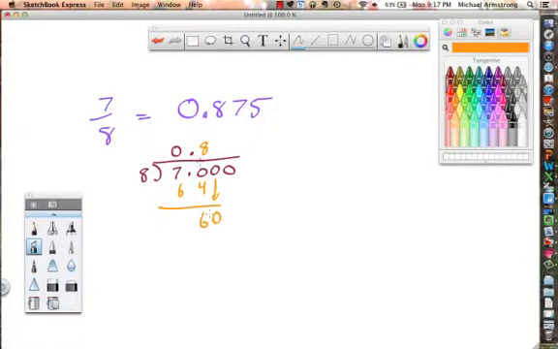8 goes into 60 7 times, which is 56. 60 minus 56 is 4. Bring down the 0. And 8 goes into 40 5 times, evenly. 5 times 8 is 40. It's a good thing you guys learned how to do long division. You can see that I got the same answer. 7/8 is 0 and 875 thousandths, or 0.875.